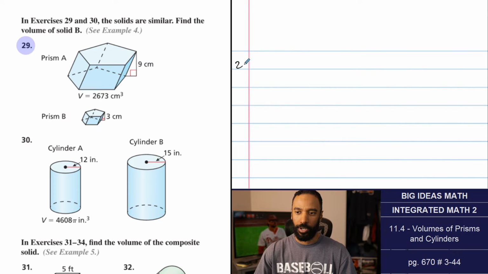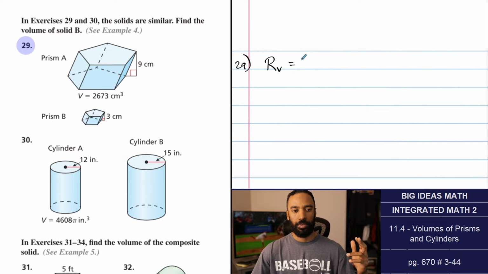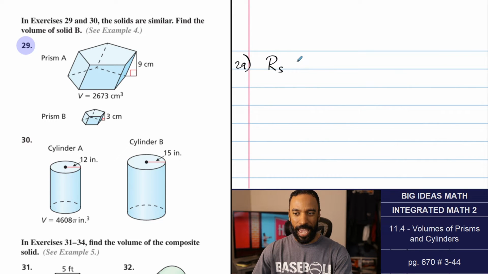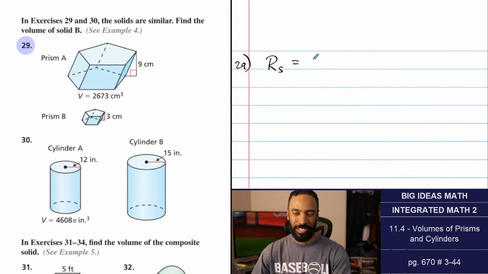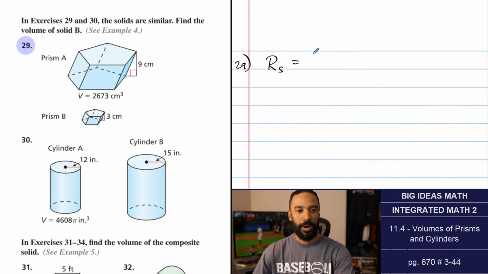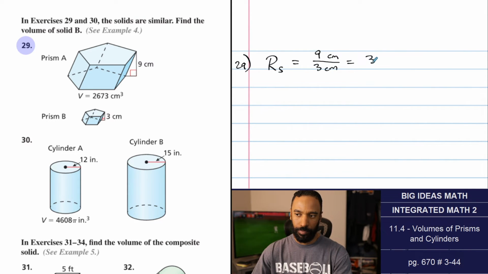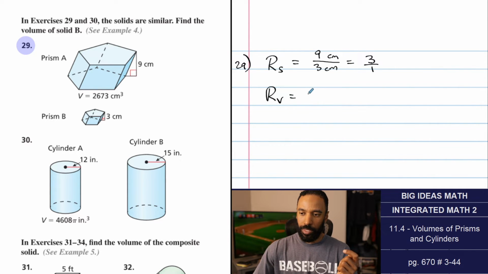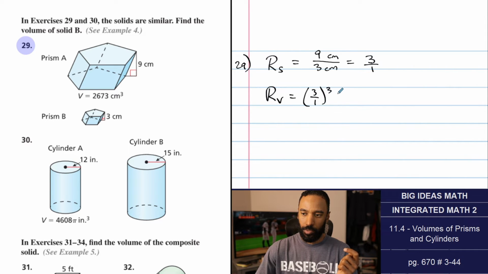In this case, I don't know how I want to specifically write it, but let's call it the ratio of volumes. This is what I tend to do. The similarity ratio. I know they use K. I'll just say similarity ratio. It's my own habit. I'm going to compare those two heights. Notice that prism A is 9 centimeters, and prism B is 3 centimeters. So the similarity ratio is 3, which is 3 to 1. Let me write 3 over 1. Now, the volume ratio is going to cube 3 over 1, which is 27 over 1.